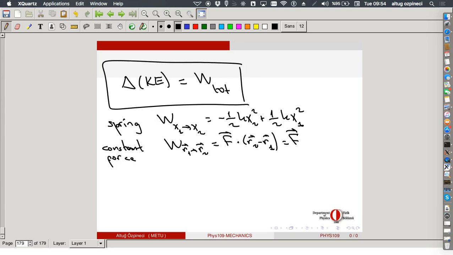This is equal to F dot R2 minus F dot R1. Again, if you look at these two expressions, the work done depends only on the initial and the final points. If there is a constant force, it is always the difference of two functions, one depending on the initial and one depending on the final point.